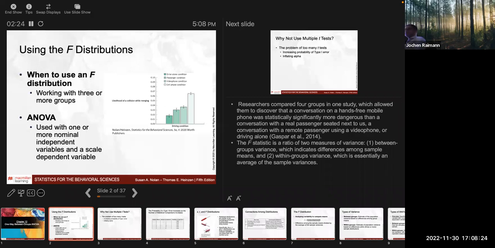So we have today 4 files on Canvas: the 2 chapter lectures, a spreadsheet, and the F-score table. That F-score table shows what I was describing as the distribution. The example that Nolan and Heinz show here is one where you have 3 or more levels of one independent variable. That's always important: it's one independent variable, but with different levels.